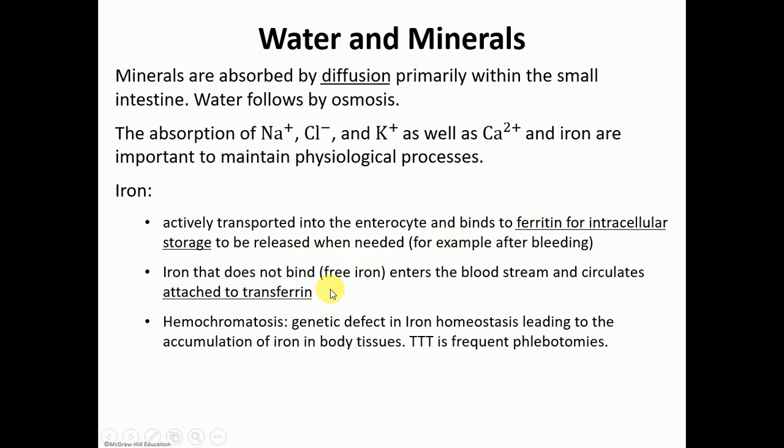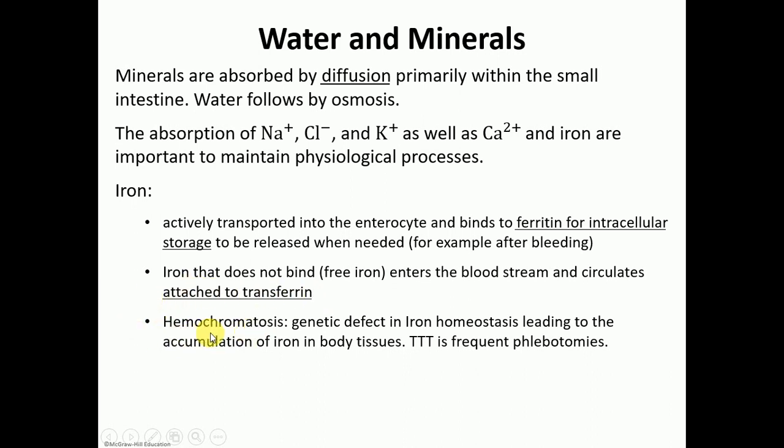Iron that does not bind, or that is absorbed into the bloodstream, can circulate attached to another protein, and that would be known as transferrin. Okay, so ferritin is how we store iron. It's not really just limited to storage in the enterocytes. We can also store iron in our hepatocytes, so in the liver as well. Or iron can be freely floating in our bloodstream, but it has to be transported with a protein as well, and that protein is known as transferrin.